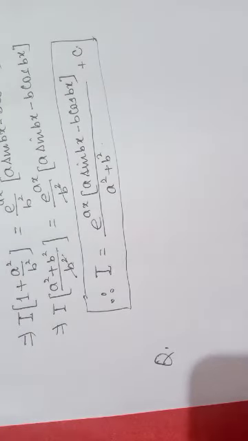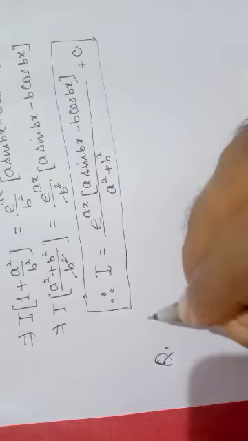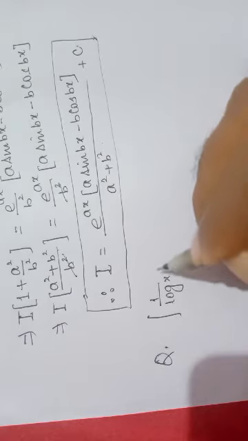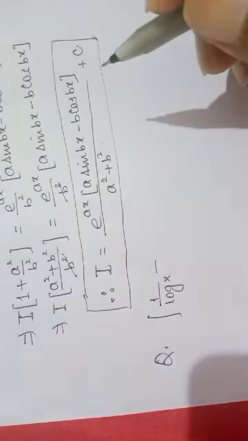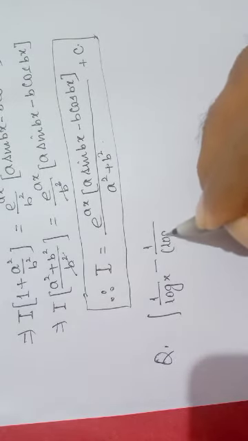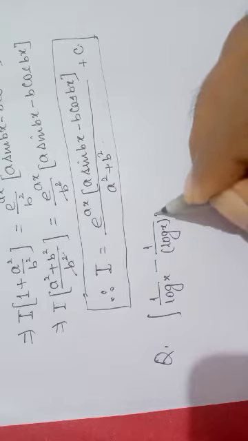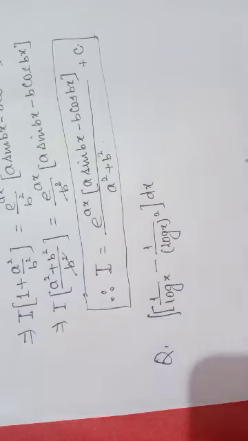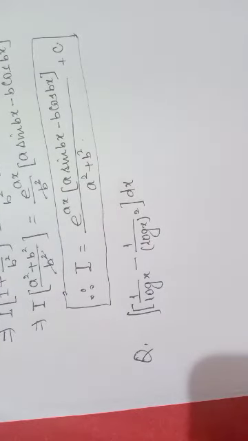Write down. Integrate 1 upon log x minus 1 upon log x whole square dx. Yesterday we did such type of problems, so we will solve it on the same pattern. First separate them into two integrations.